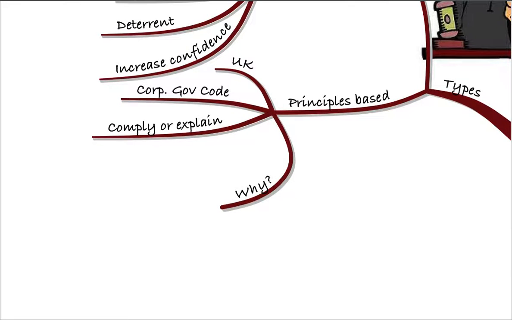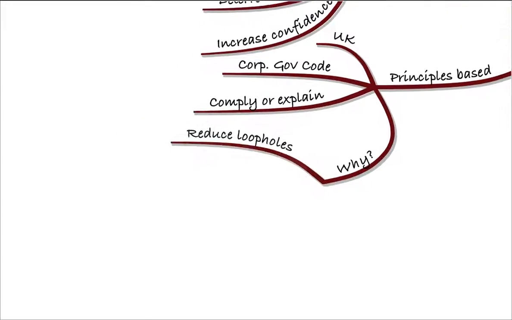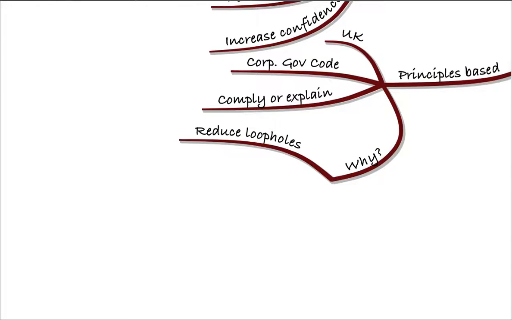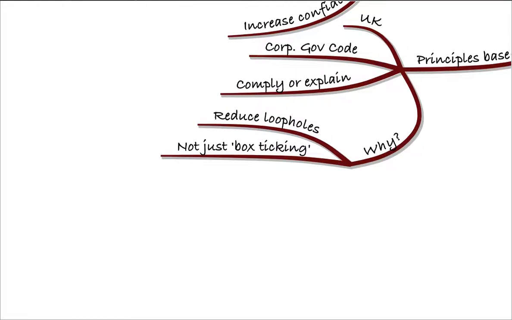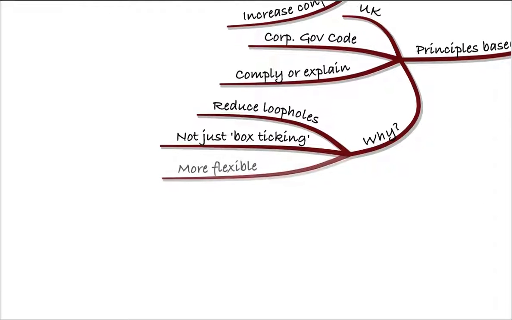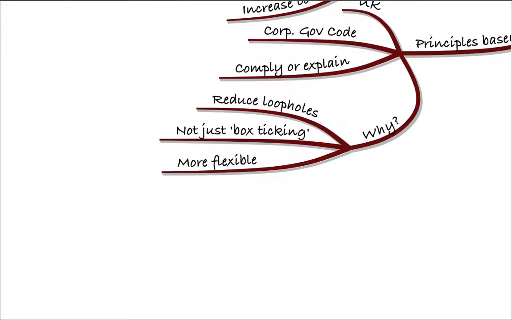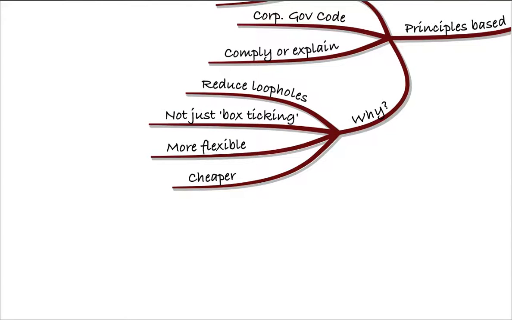So why would you do principles rather than rules? Well, it does reduce the loopholes in place. So it ensures that if there's a rule and we can get around that rule, well, that's picked up by the principle. It's not just box ticking in that respect. You have a set of principles. If what you're thinking about doesn't apply with the principles, well then you cannot do it. So it's therefore going to be more flexible. That also means that it's going to be cheaper to comply with. So those are the two types of approaches, rules-based, for example in the US, and principles-based, for example in the UK.